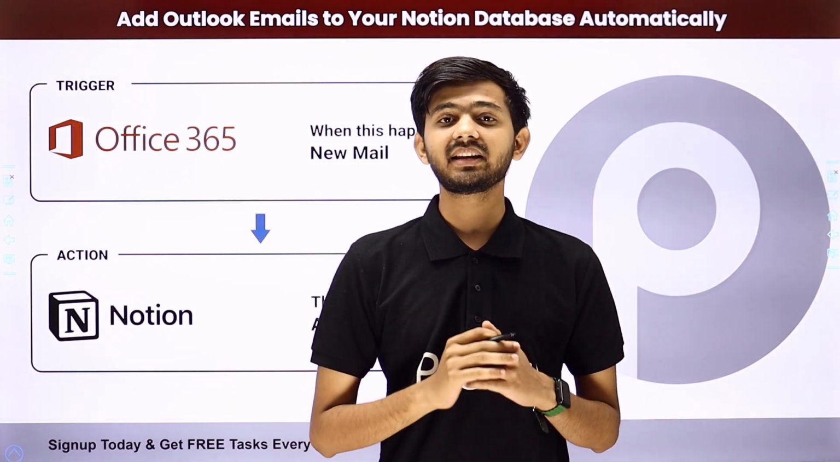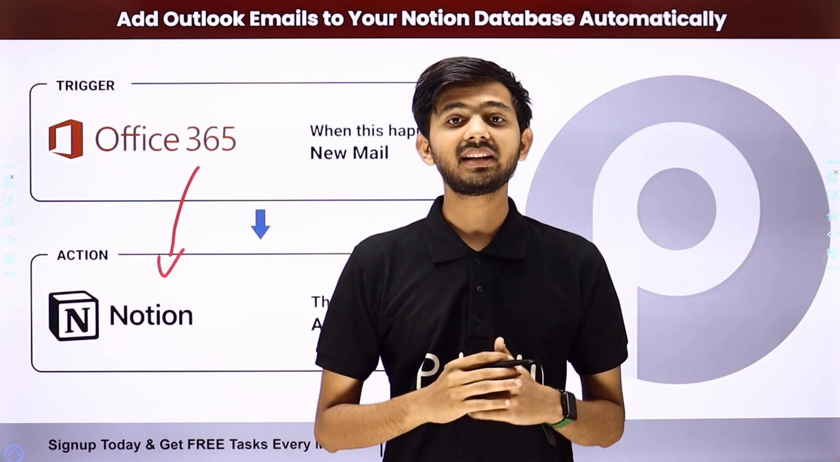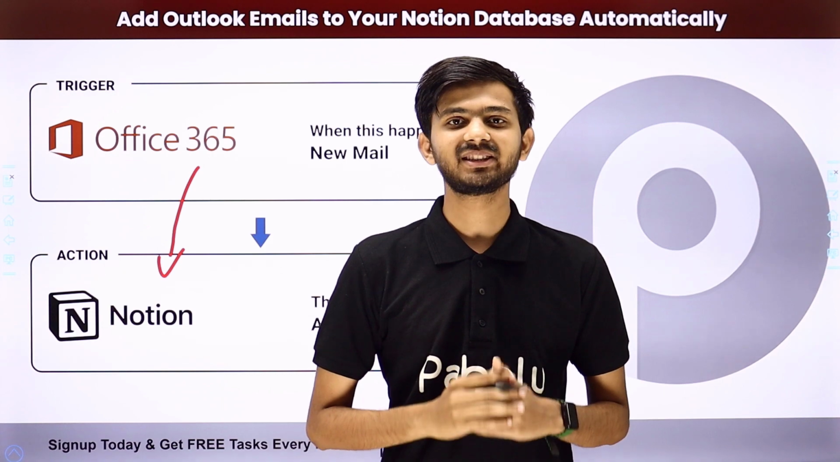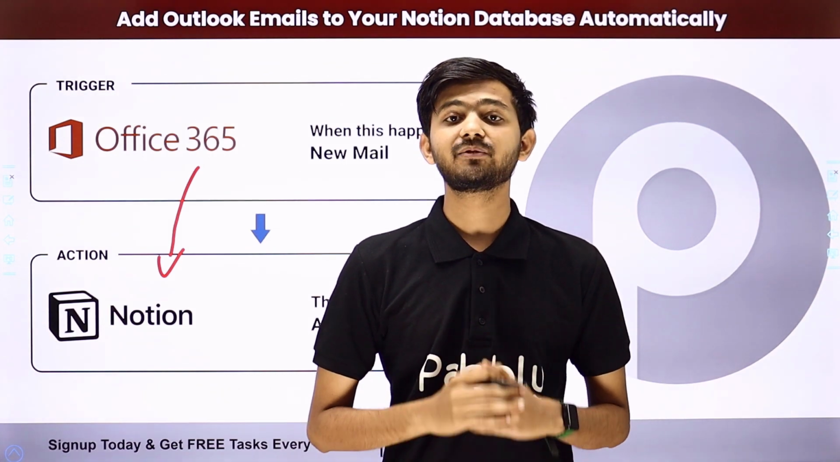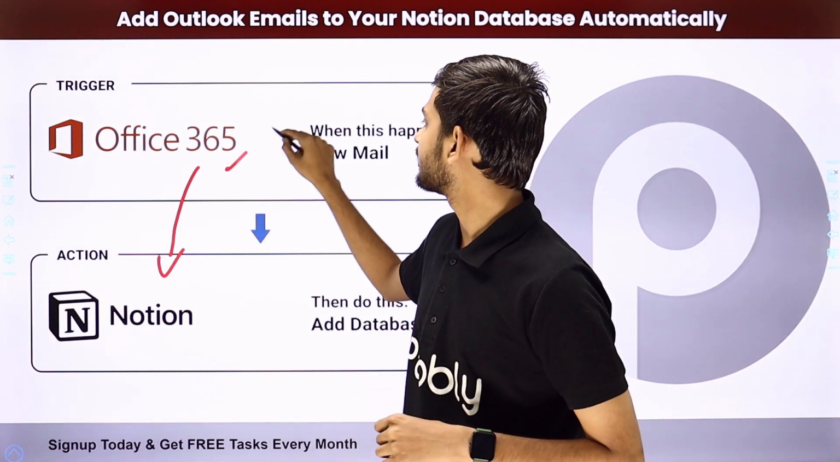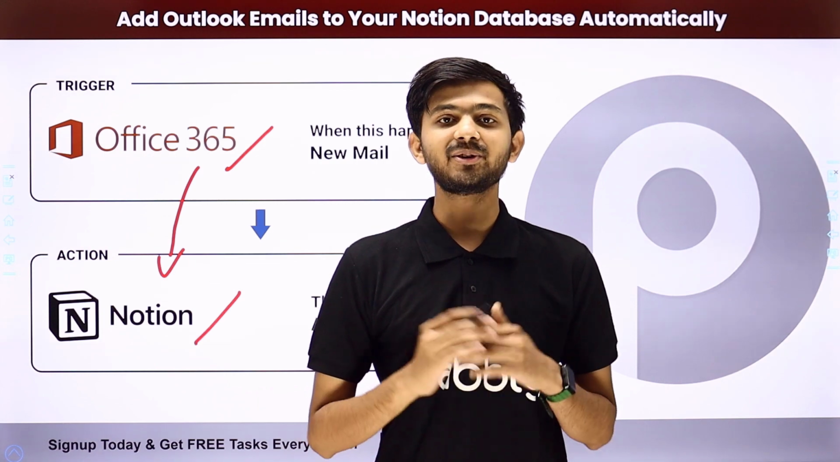For that, we will create an integration between Microsoft Office 365 and Notion. For creating this integration, we are going to use Pabbly Connect, which is an amazing software for automation and integration. In Pabbly Connect, we are going to use Trigger and Action. In the Trigger application, I'm going to use Office 365. In the Action application, I'm going to use Notion. So how am I going to create this integration?